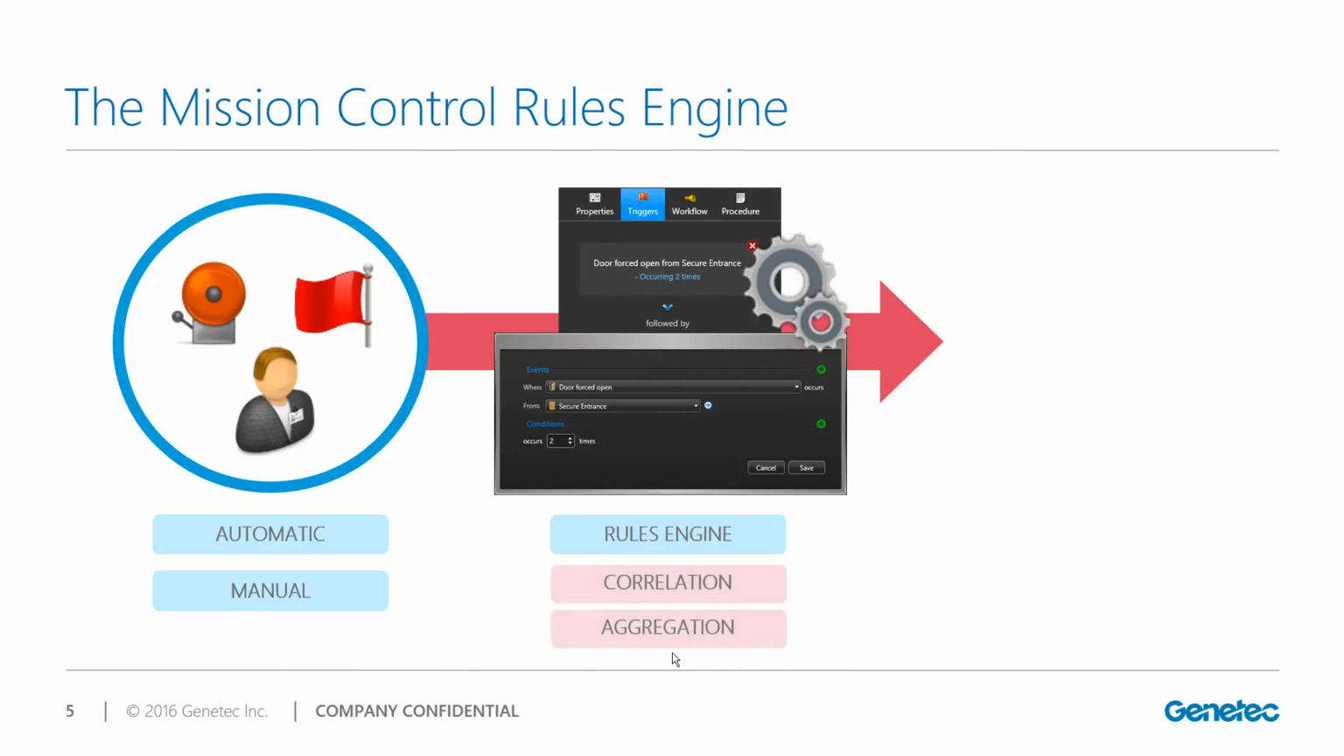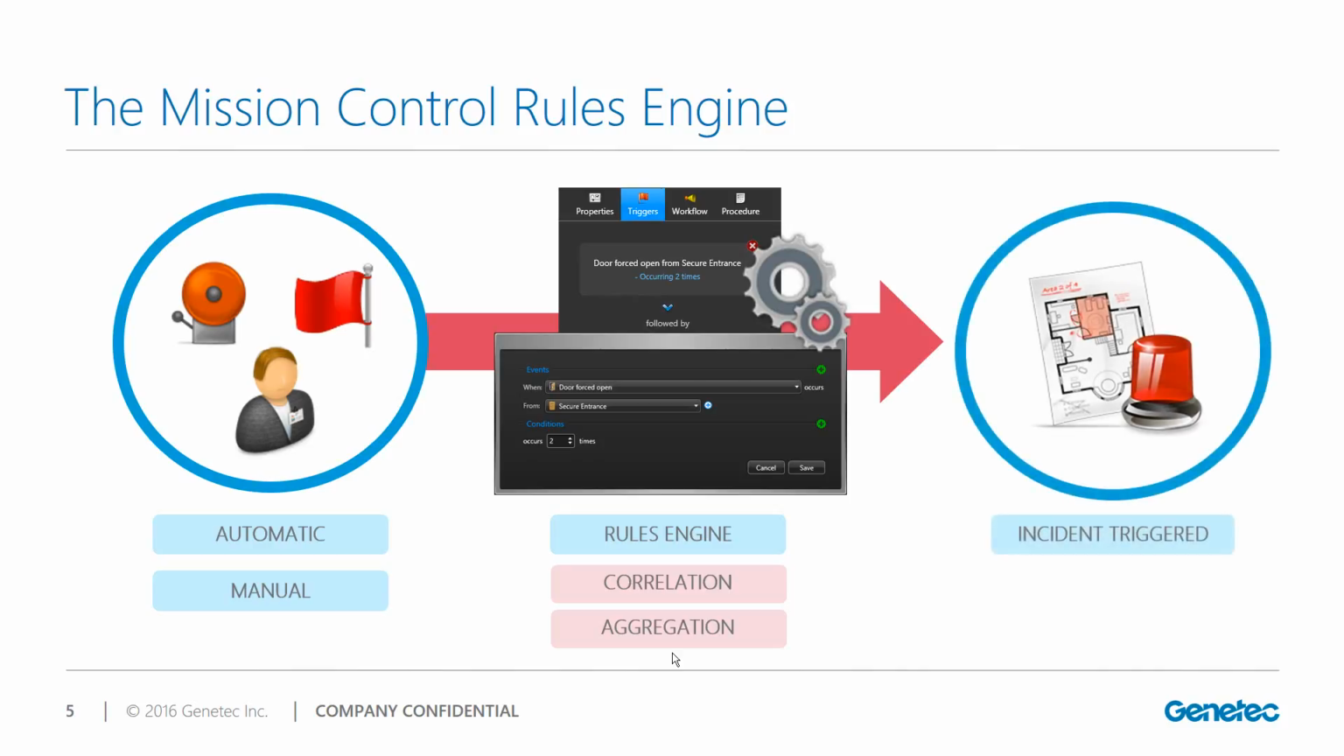The rules engine helps in correlation and aggregation of these events in that it keeps track of which events have come in case there's other events that depend on them, and it also passes the events on so it can be reported in the database. If all the incoming events cause a set of rules that are in the trigger section for an incident to be passed, then the incident is triggered.